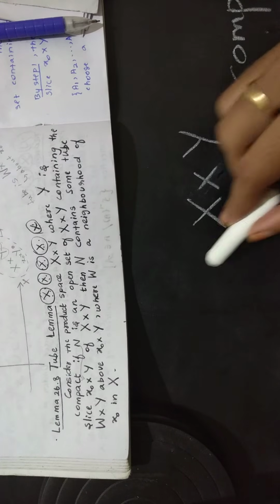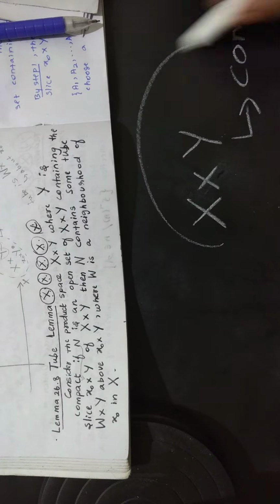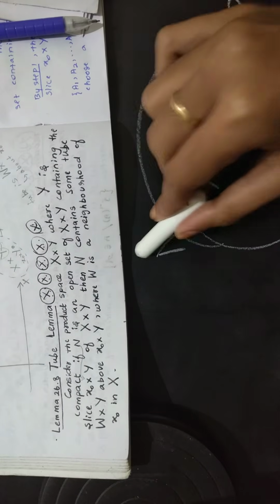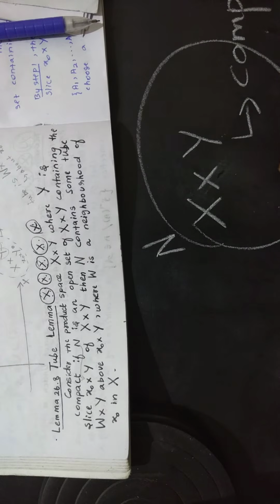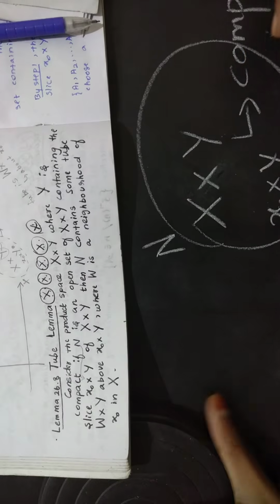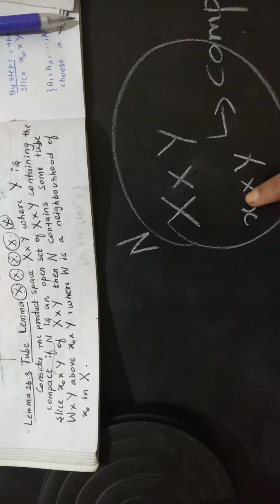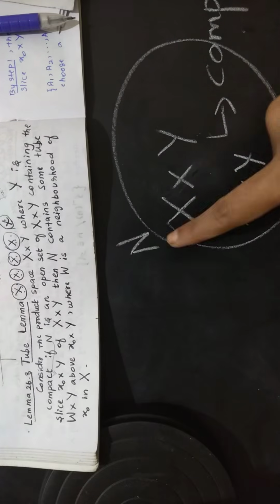if N is an open set of X cross Y. There is an N. If N is an open set of X cross Y containing the slice. Here inside this open set N, you are having a slice of this X cross Y. The slice is x naught cross Y. Okay, this is a slice of X cross Y, and the slice of X cross Y is also present inside this open set N.